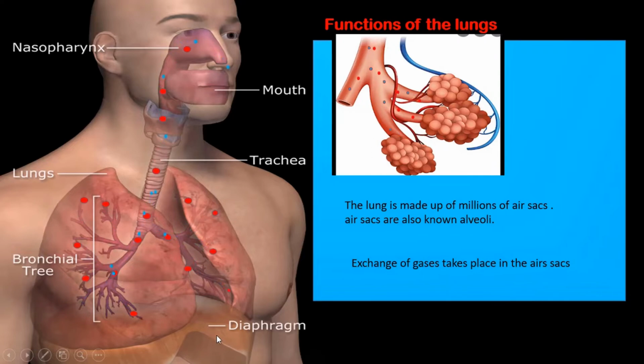This part is the diaphragm. The diaphragm is a ring of muscles that controls breathing. It also separates the chest and the abdomen.